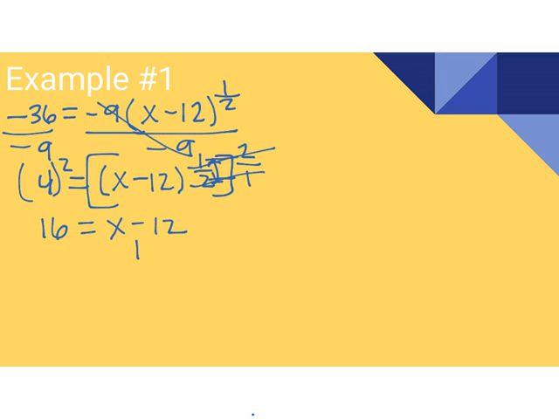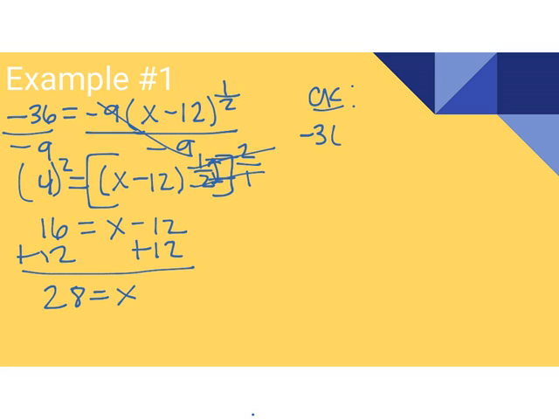Now I'm going to finish solving for x by adding 12. I end up getting 28 equals x. Our last step is to actually check for our extraneous solution here. So this is me checking, and I'm going to plug the 28 back into the equation, and we are hoping that it will equal the same side, the negative 36.